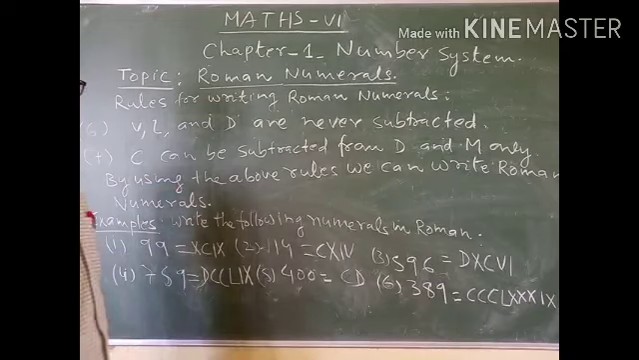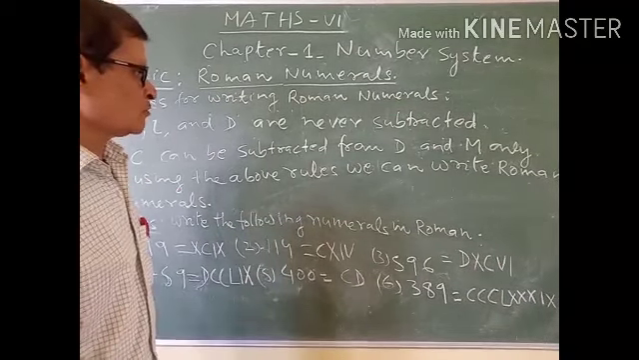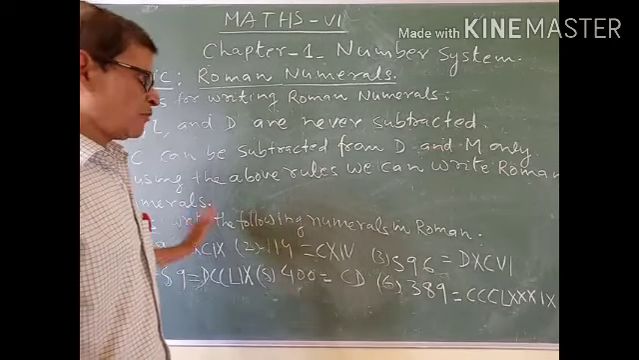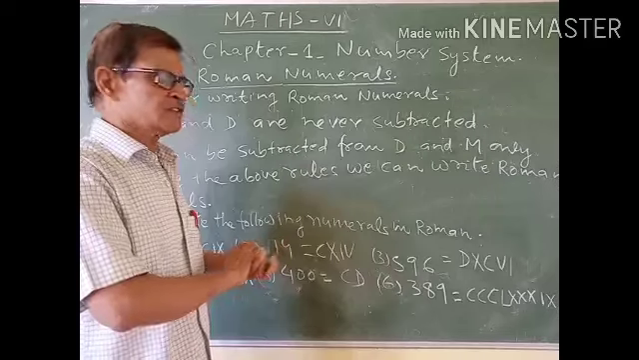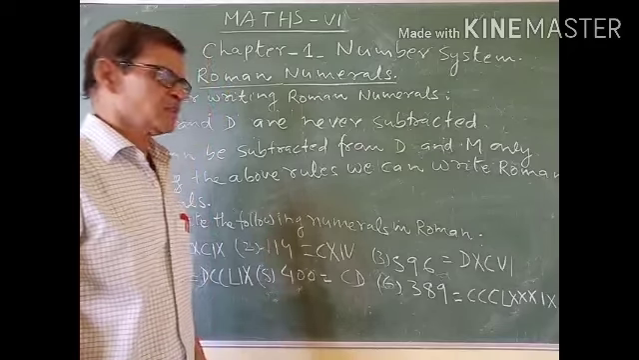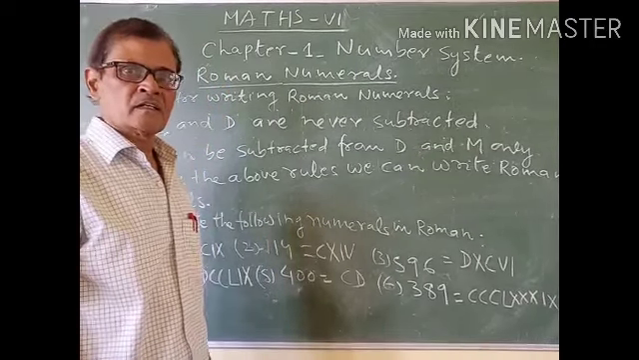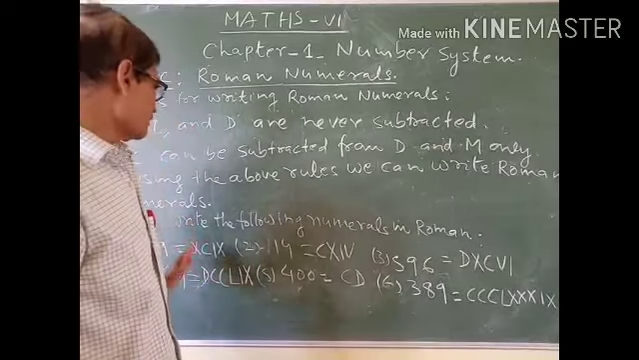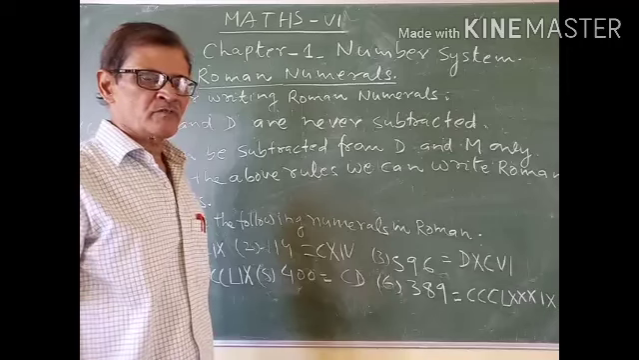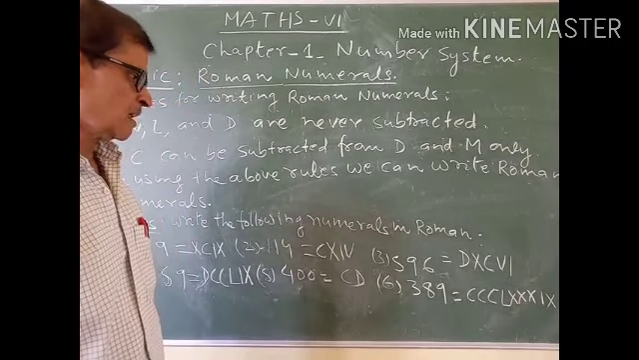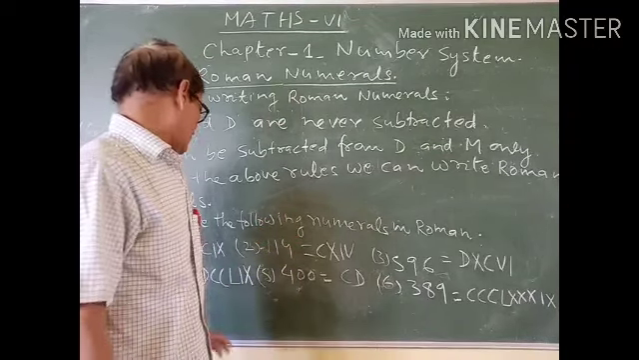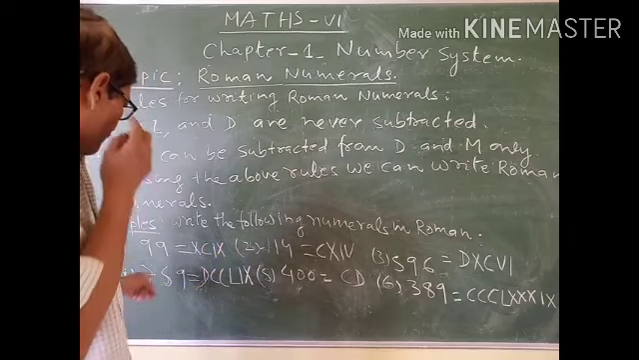So by using the above rules, we can write Roman numerals. Of course, this system is very complicated, and due to its complexity, it is becoming out of date day by day. We can use Roman numerals only for smaller numbers, but when we want to write a bigger number, it becomes very complicated. So now let us see some examples.